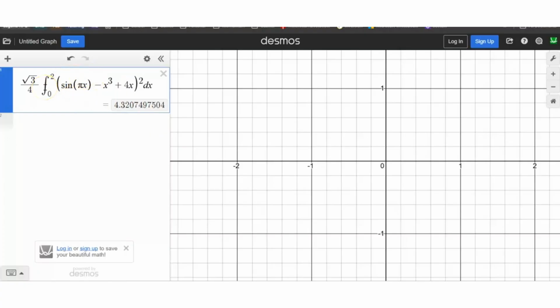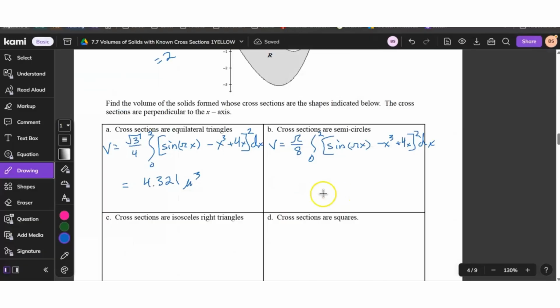If you were doing this in your graphing calculator rather than on Desmos, you can do the same kind of thing. You just highlight it, hit enter, it copies it, and then go edit this leading coefficient or whatever parts you need to. In this case, it's only this. And it was pi divided by 8. And so we get 3.918.